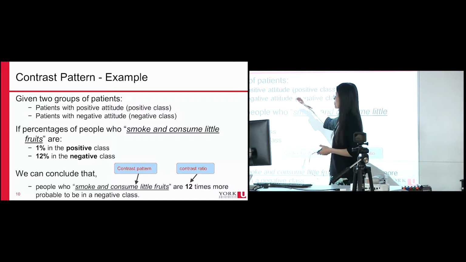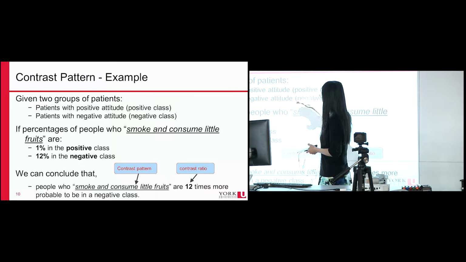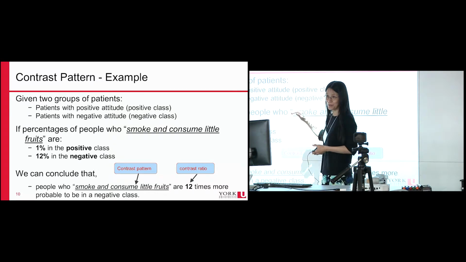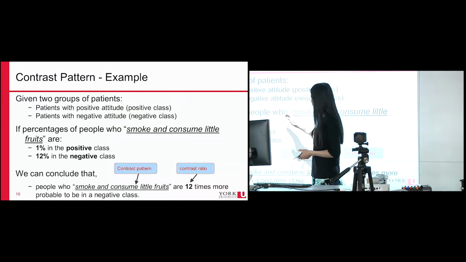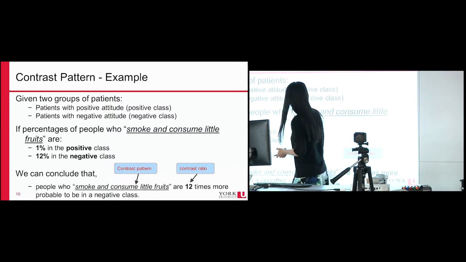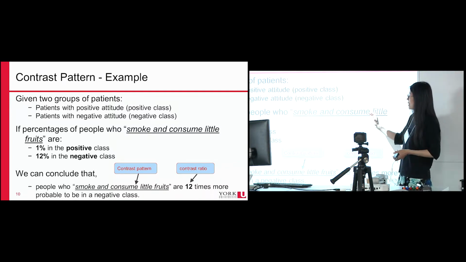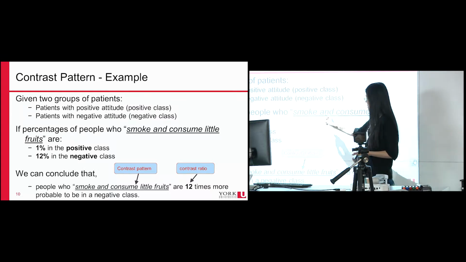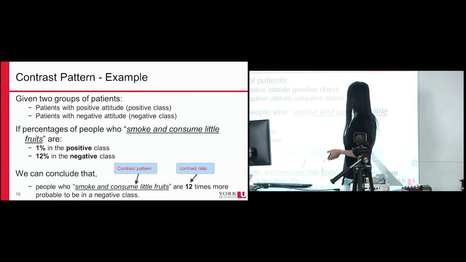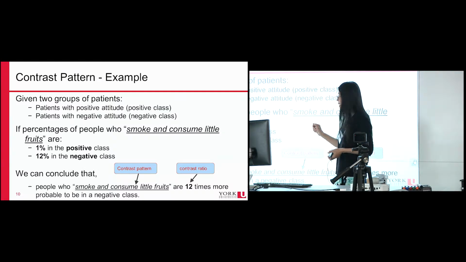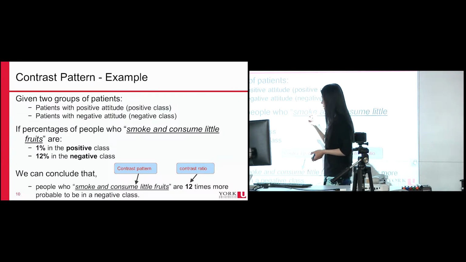Given these two groups of patients, the positive class and the negative group, we have what we call a contrast pattern. The pattern means smoke and consume little fruit. So why is this a contrast pattern?